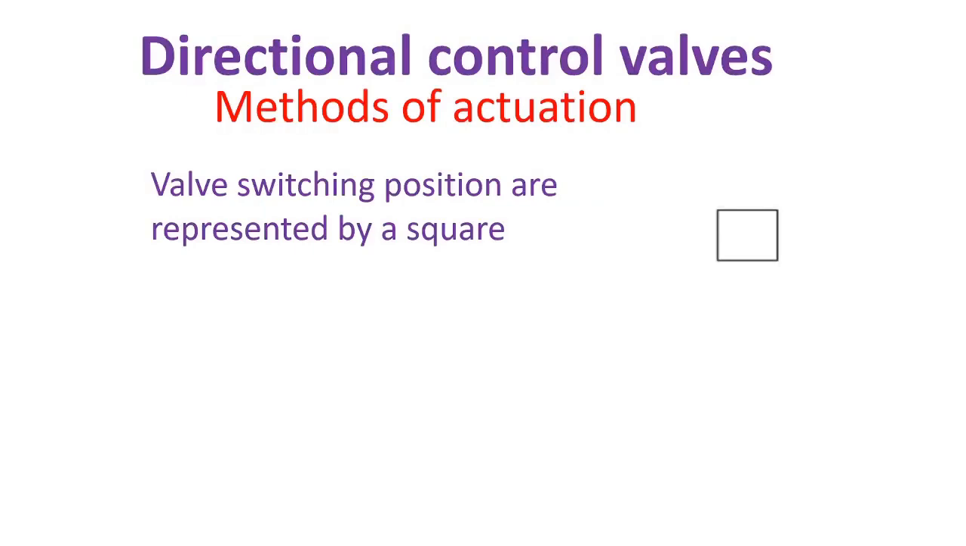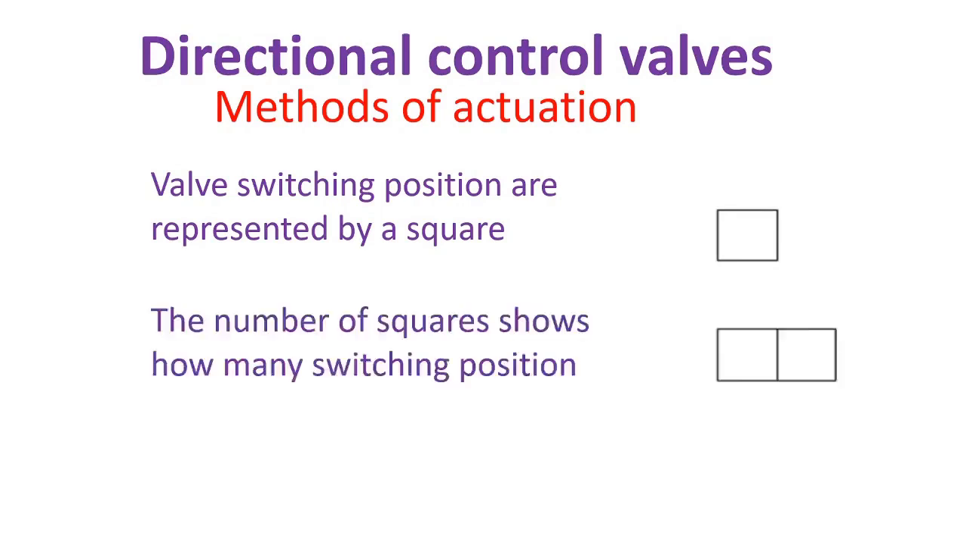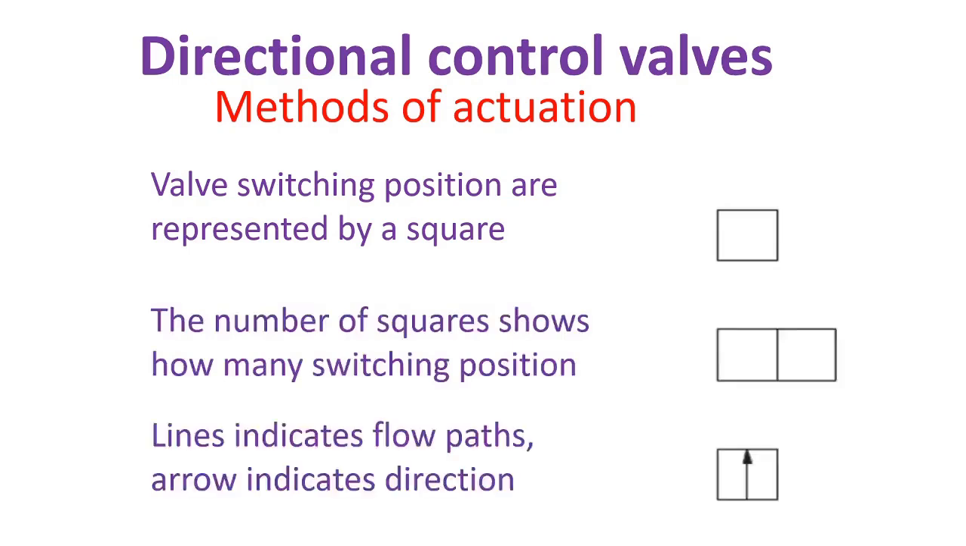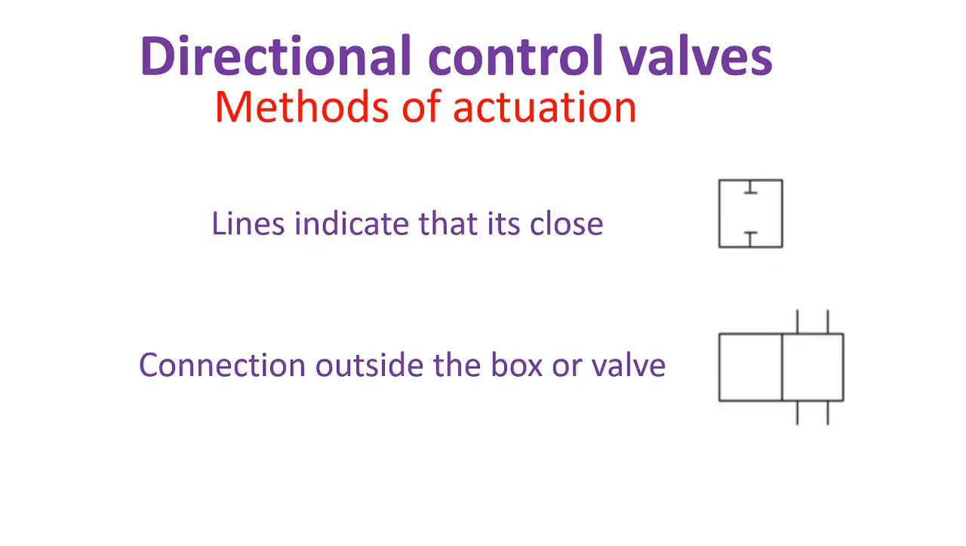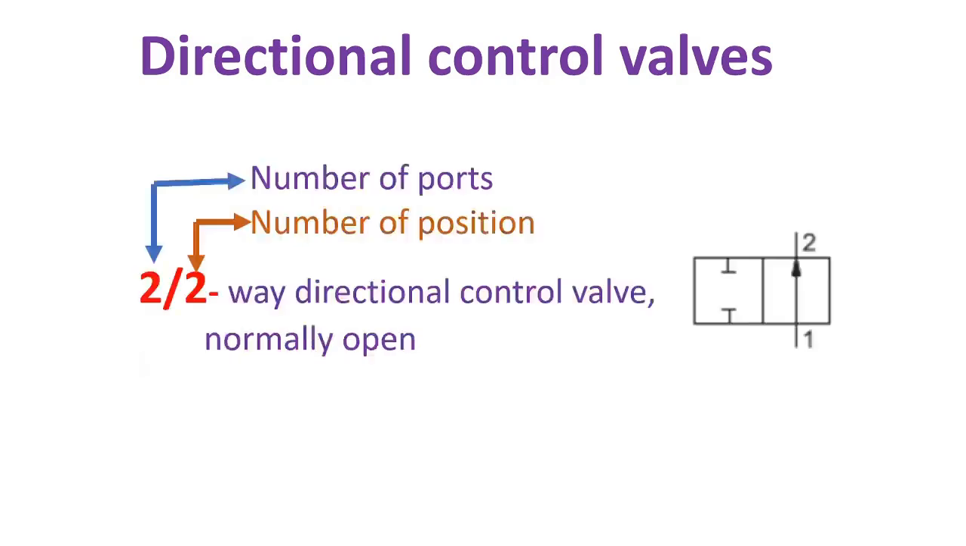Now let's get started on how to read directional control valves. Valve switching positions are represented by a square. The number of squares shows how many switching positions there are. Lines indicate flow path. Arrows indicate direction. Lines with a bar indicate that the path is closed. Connections are shown outside the box of the valve.